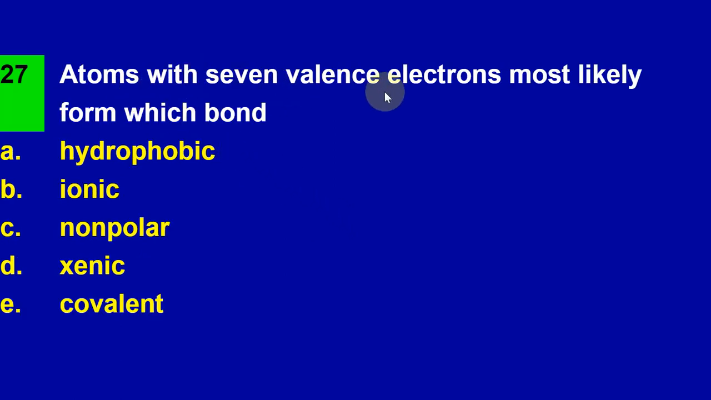Atoms with 7 valence electrons are most likely to form what? This just needs 1 more electron, right? So it's going to accept an electron and become an anion. So it's what type of bond? You got 7 valence electrons, 7 electrons in the outer shell. It's ionic. Boom. Next.